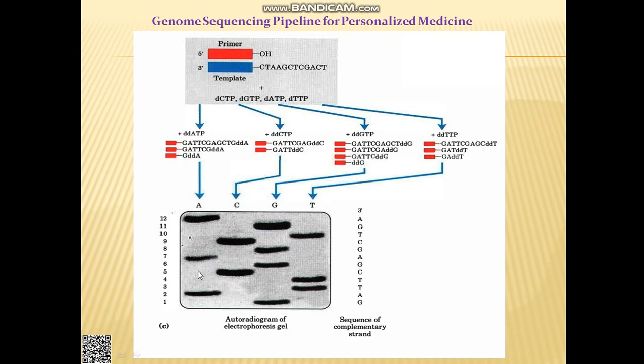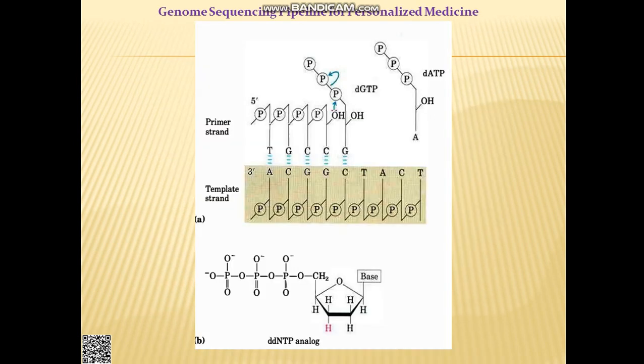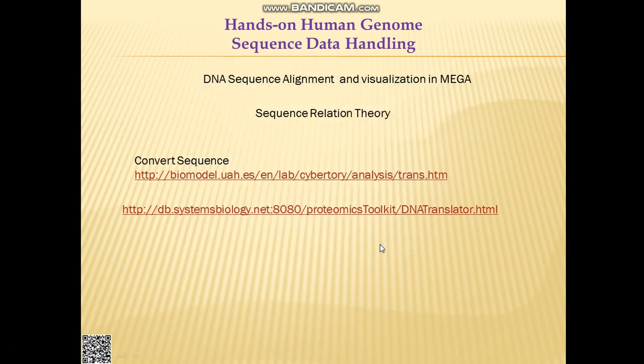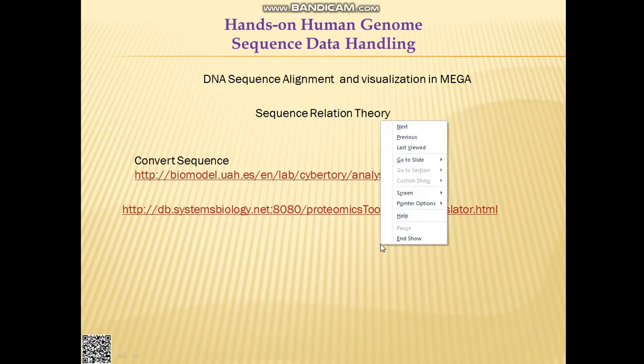So from this electrophoresis only, which is nowadays done under the influence of a particular fluorescent tag. But previously, from this electrophoresis only, we were able to understand exactly what the sequence of the DNA is. Okay. So previously the BRCA, which is there on your screen now, has been sequenced by this technology only. Okay. So now what we'll do is a hands-on.